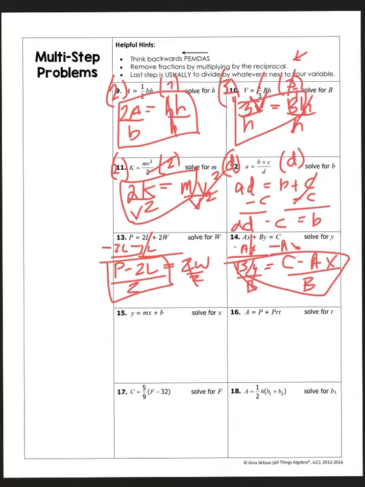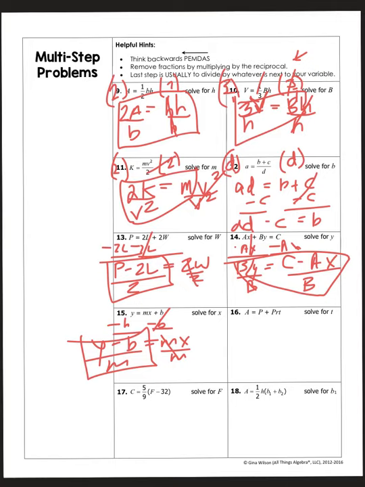Number 15. That was, just to jog your memory, AX plus BY equals C, standard form of a line, linear equation. Y equals MX plus B, this is slope-intercept form of a linear equation. Solve for X. Got to subtract B. MX equals Y minus B. And then divide by M. X equals Y minus B divided by M.